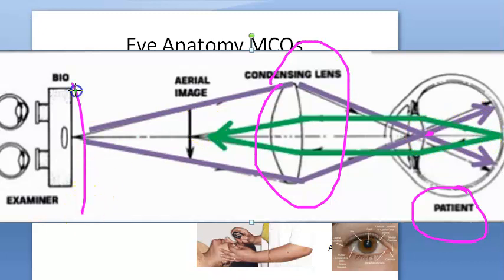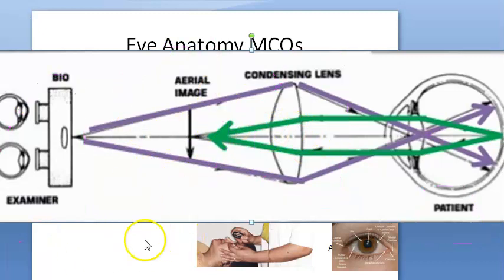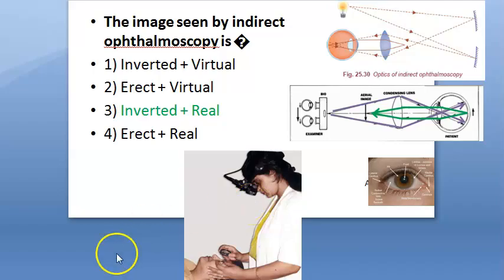Now there is an examiner here, and between him and the lens which you have kept, there will be an inverted real image formed, and it will be magnified also. So to check for retinal detachment and any other peripheral retinal lesions, they will use this.